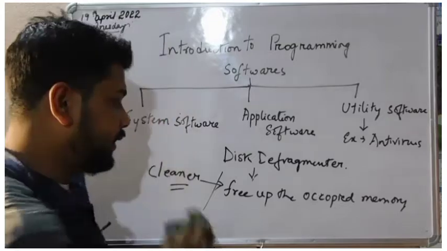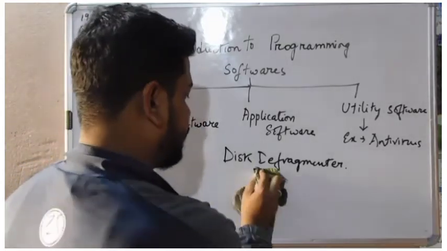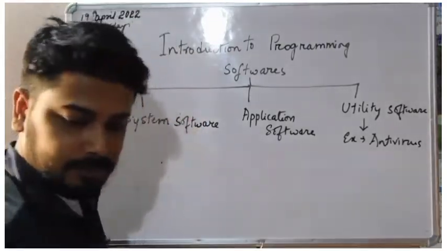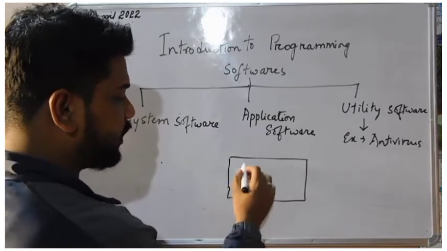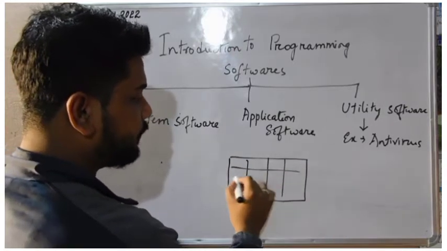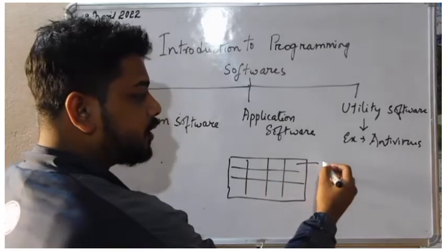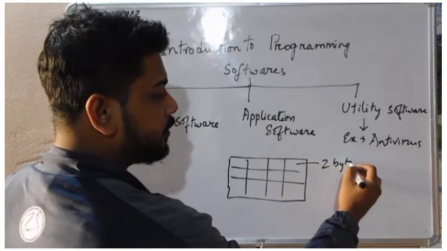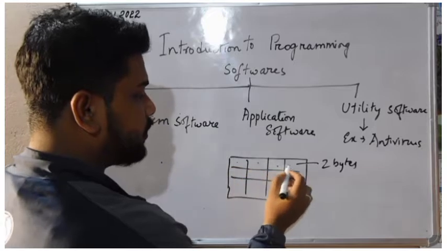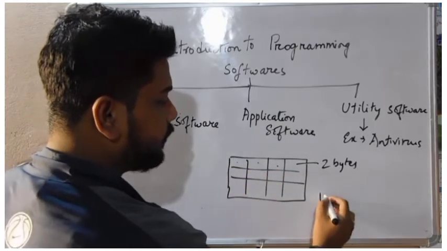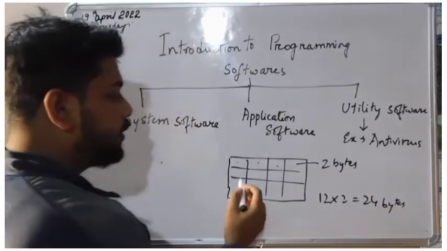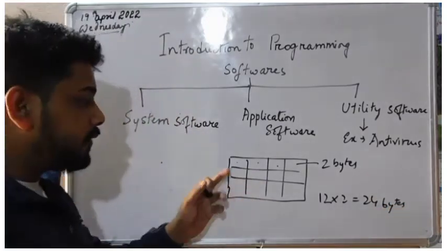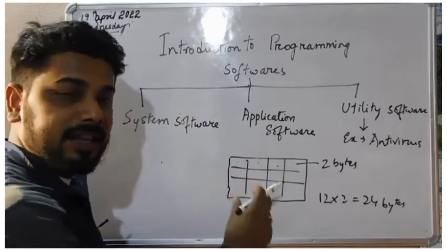Now how does it actually work? Suppose you know that a computer's memory is made up of various blocks. Let's say each block is of 2 bytes. So how many blocks are there? 1, 2, 3, 4, 5, 6, 7, 8, 9, 10, 11, 12. 12 into 2, 24 bytes. So in the computer's memory, the files may be stored in various memory locations.